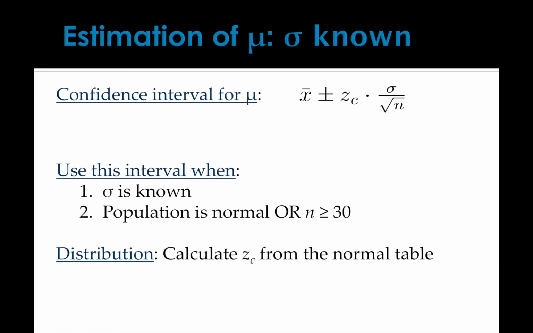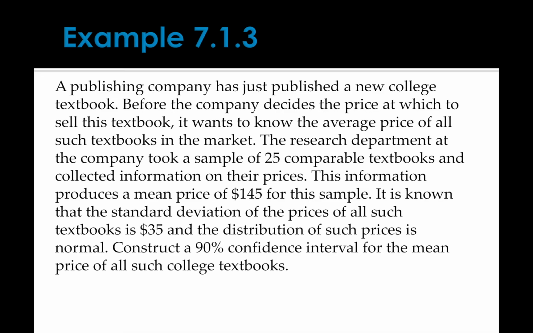All right. Okay, so now we're ready to go. This is our formula. When you're asked to find a confidence interval for mu, and you know sigma, and you know the population is normal, or you have a big sample size, then you're going to use this formula, and now we know how to find z sub c in the formula. All right, so let's just give it a try.